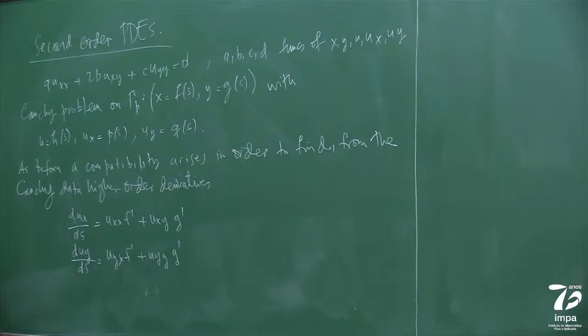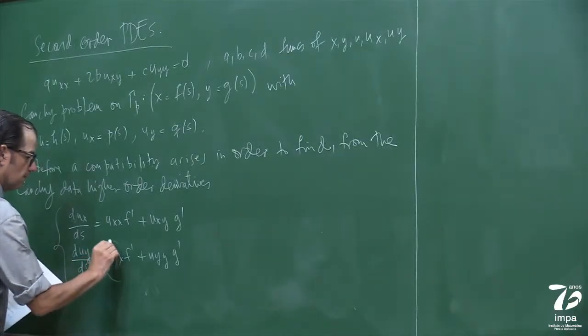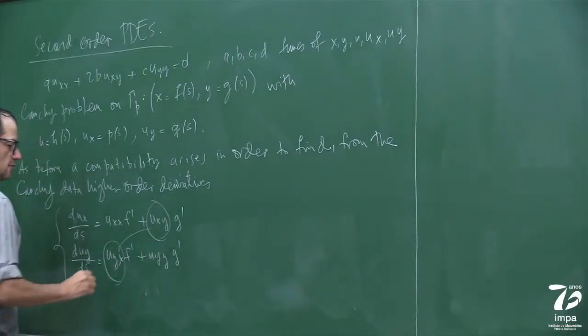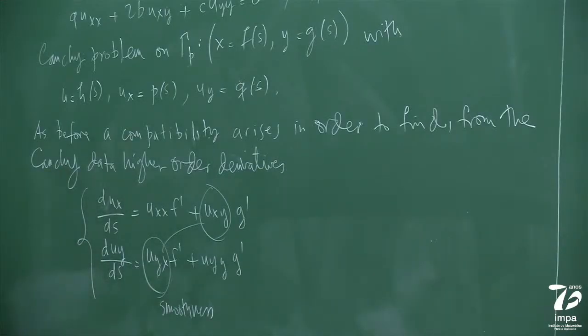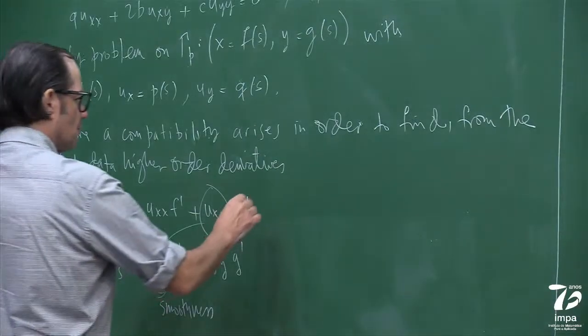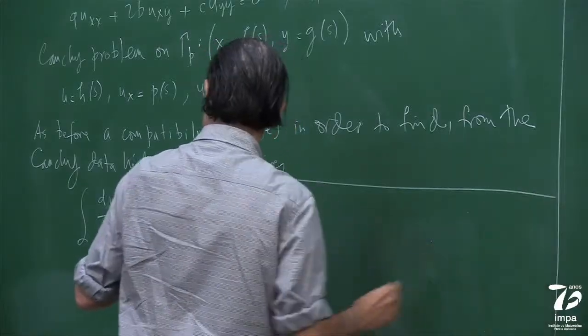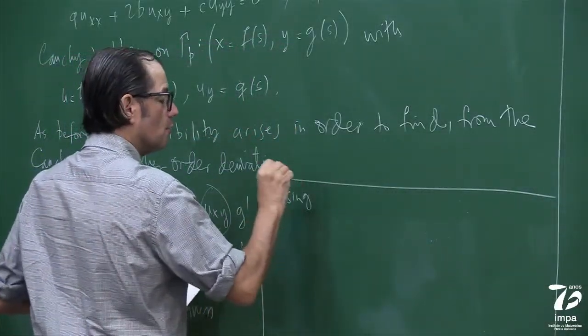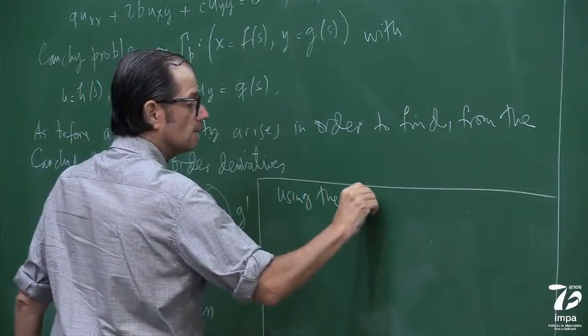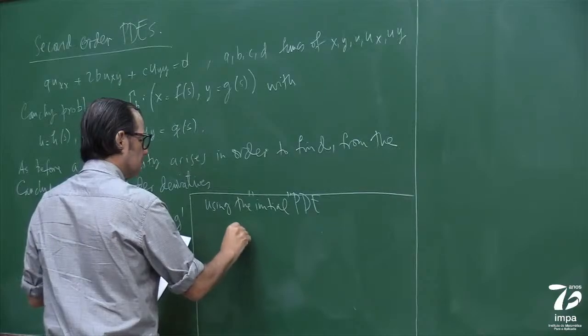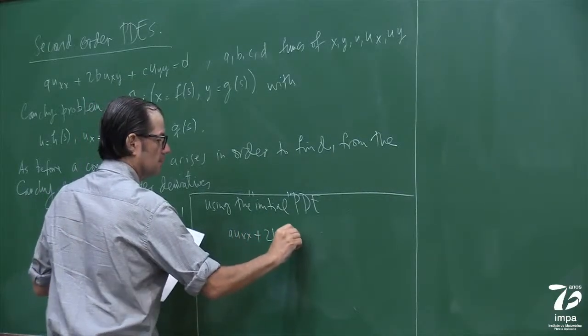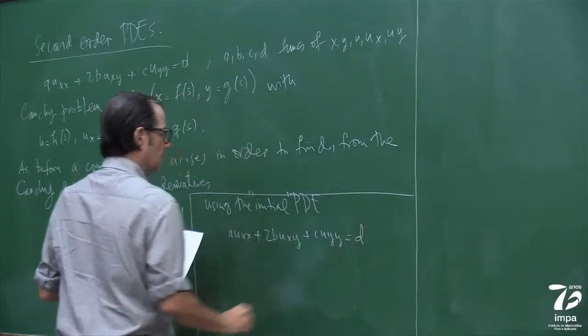Okay, and we consider that these are the same. So let me put it here. Consider smoothness, so the interchange is okay. Still have a little bit of my allergic cough, sorry, getting a little better. And then let me put it here so we can see it all together using the initial PDE, as I sort of nicknamed it. Here's the initial PDE. And these two conditions.